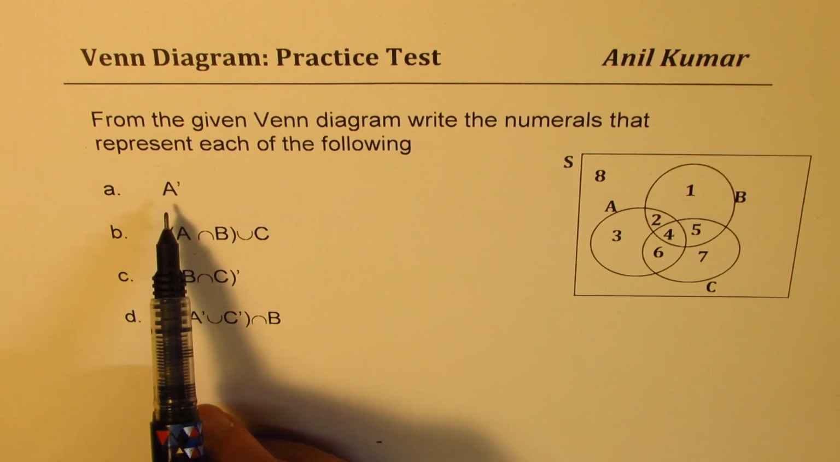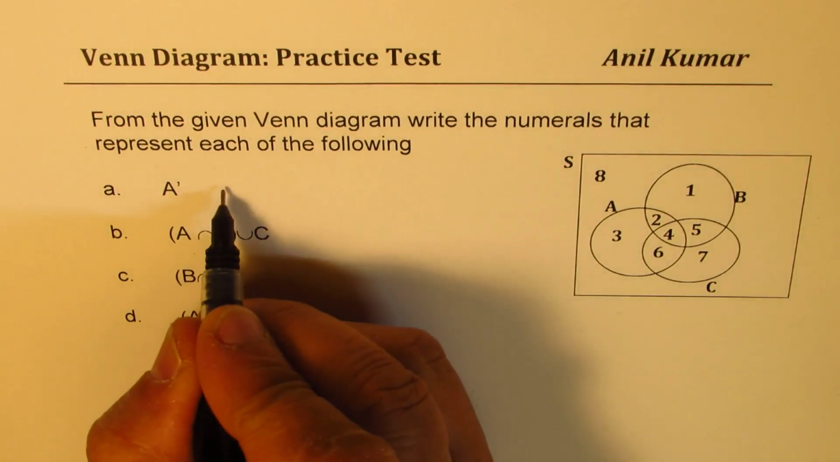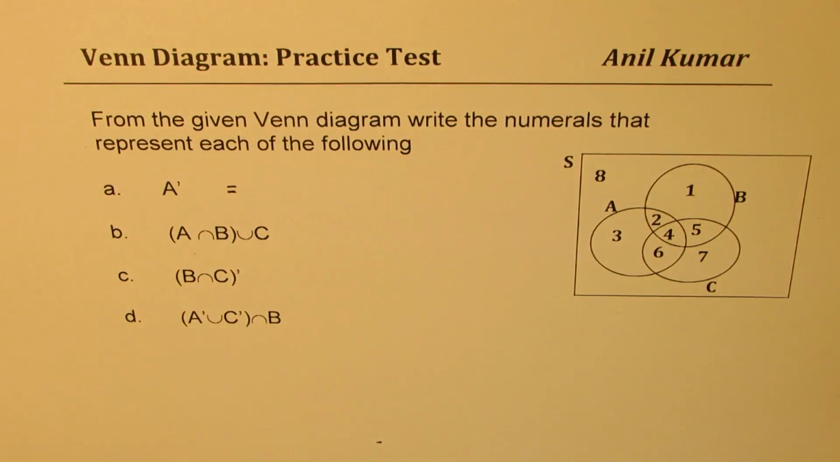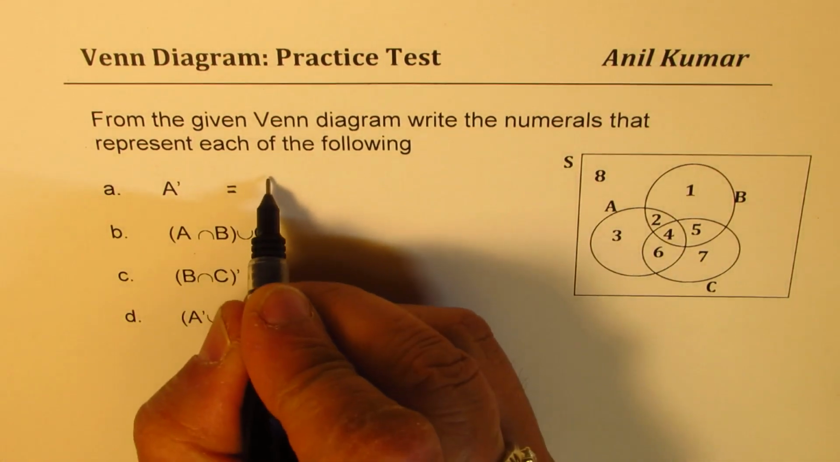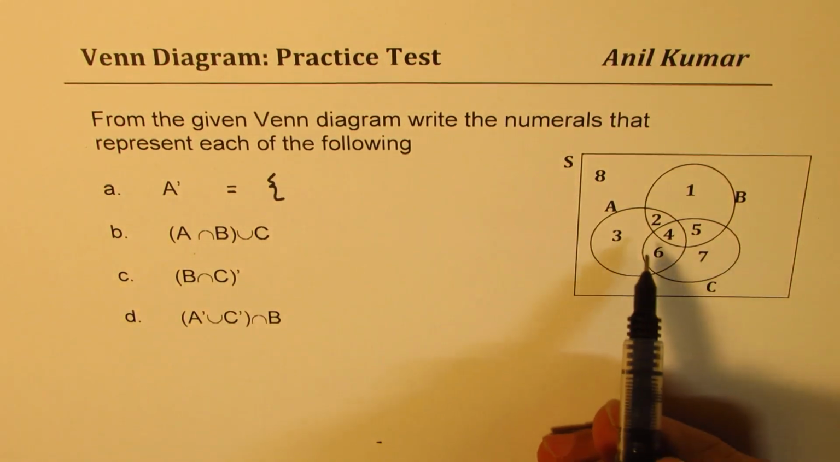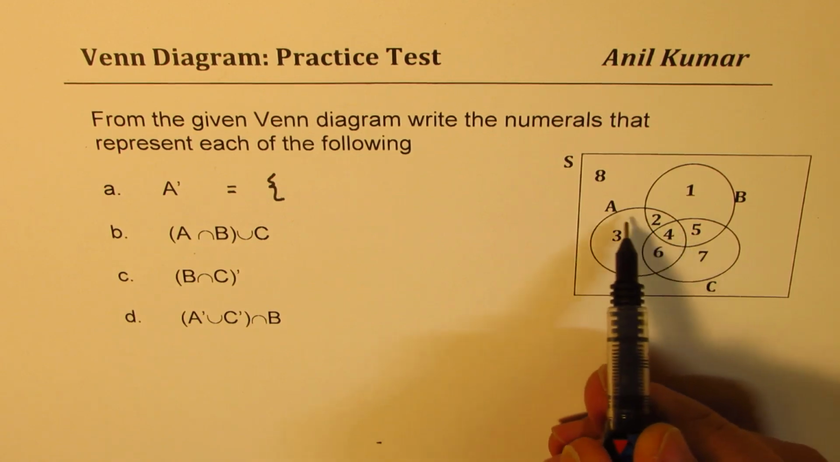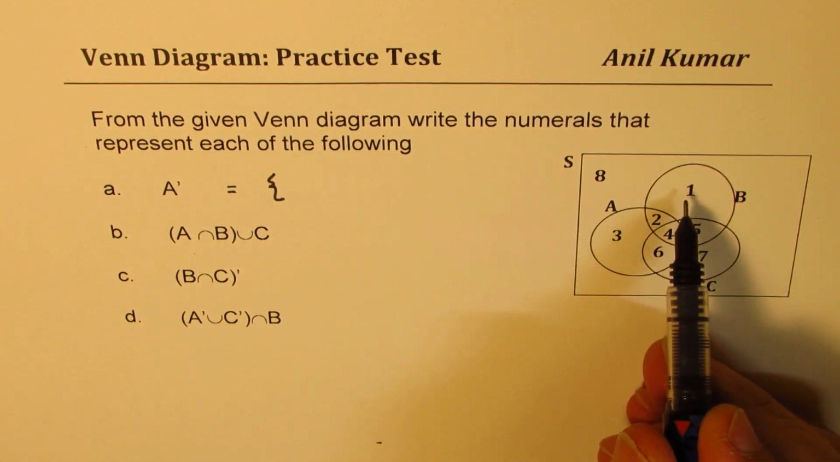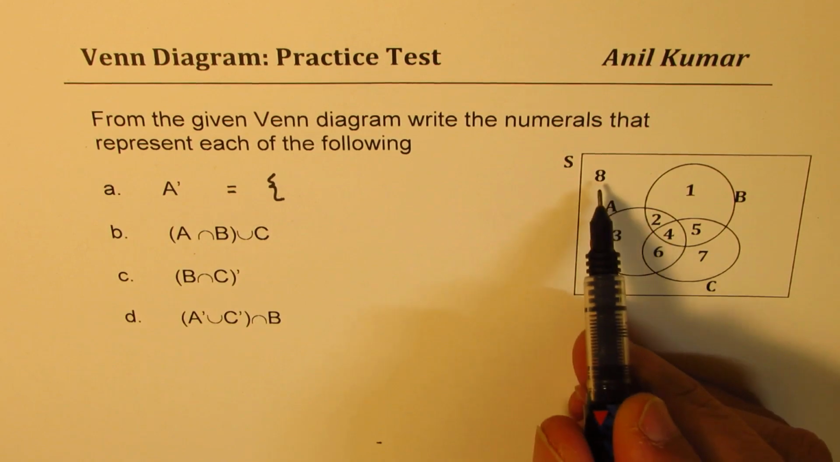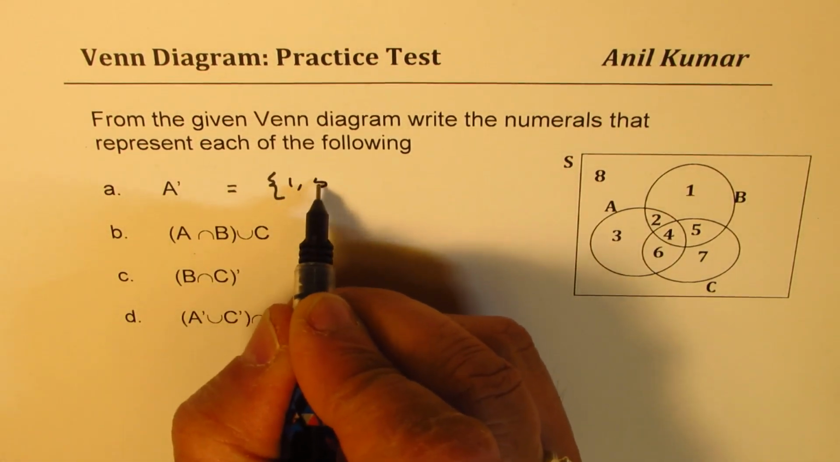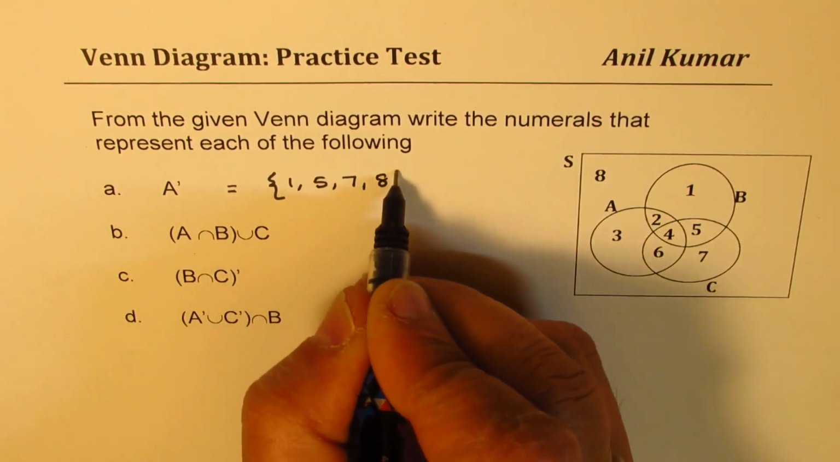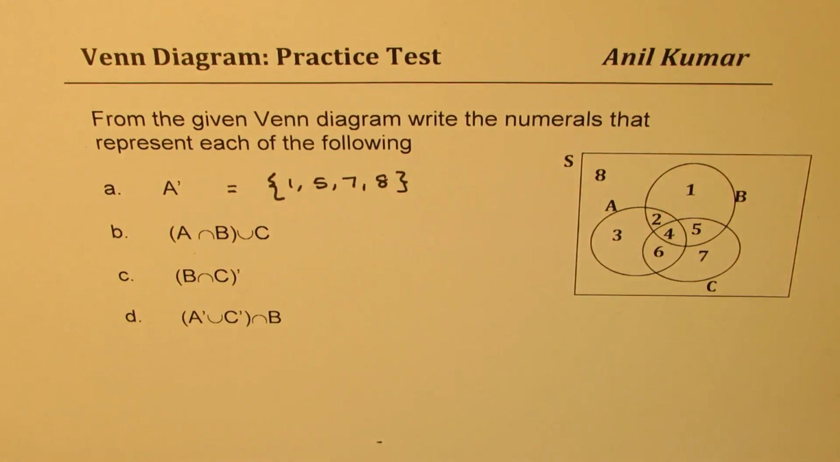The very first one is complement of A. That really means not A. So what are the numbers which are not in A? That is what we have to list, right? So in this, A means these numbers 2, 3, 4, and 6 come within A. So the numbers which are outside are 1, 5, 7, and 8. So we'll write 1, 5, 7, and 8 in this case, correct? So that is how you have to complete and answer this question. I hope the concept is absolutely clear.